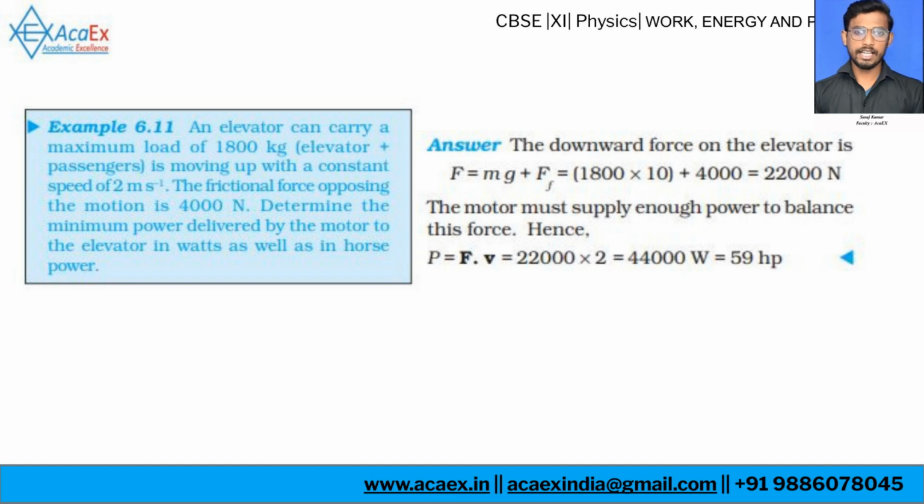Elevator, max load 1800 kilograms, speed 2 meters per second. Frictional force 4000 newtons, downward force. F equals 1800 times 10 plus 4000 equals 22,000 N. Power supplied P equals F times v equals 22,000 times 2 equals 44,000 W, about 59 horsepower.